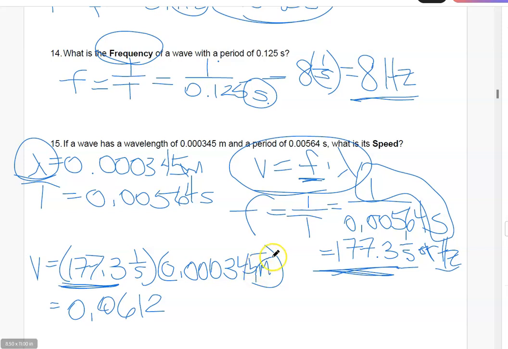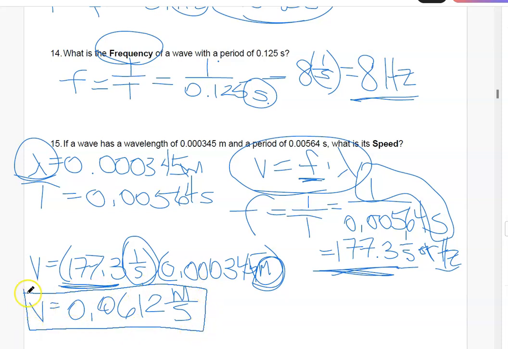All right, so what are our units? Well, we have meters and we have per second. So it's meters per second. So the speed of our wave is 0.0612 meters per second.